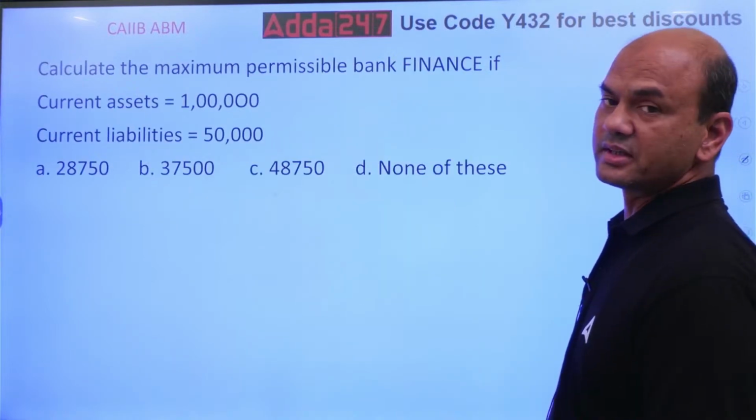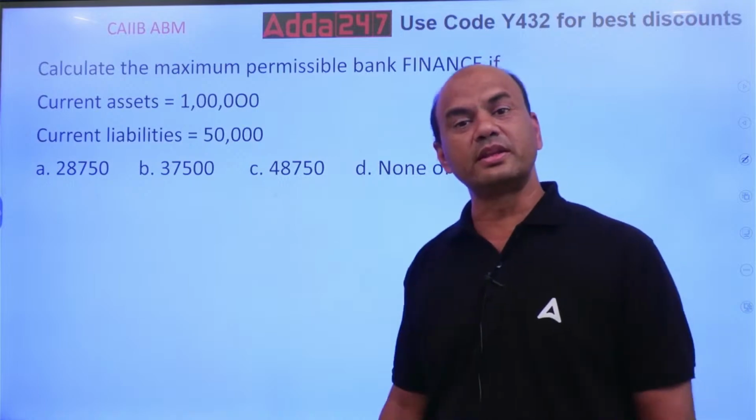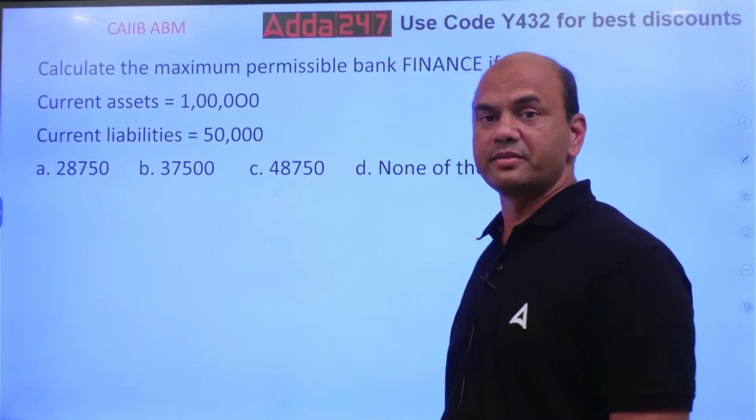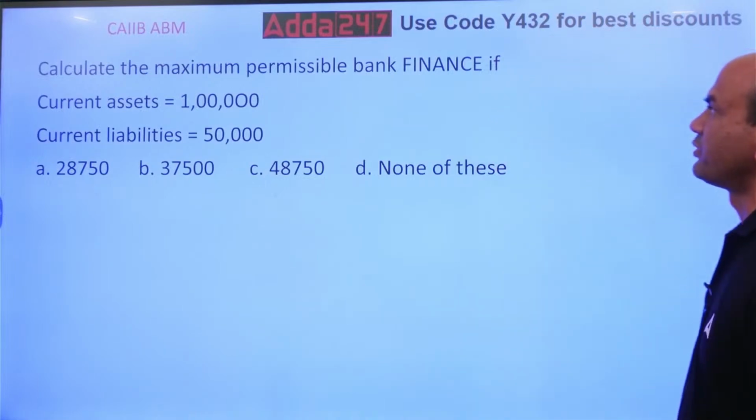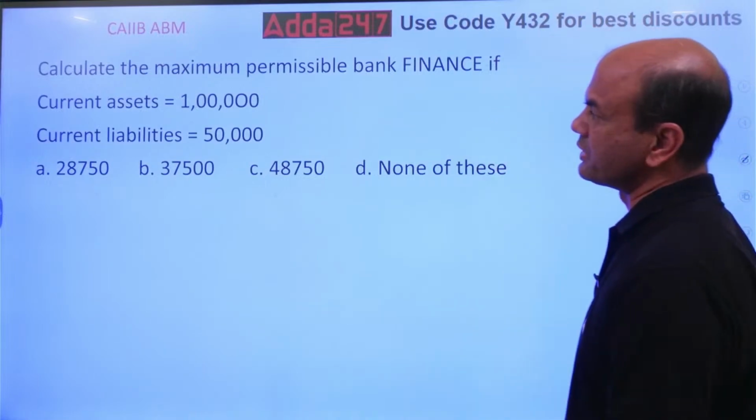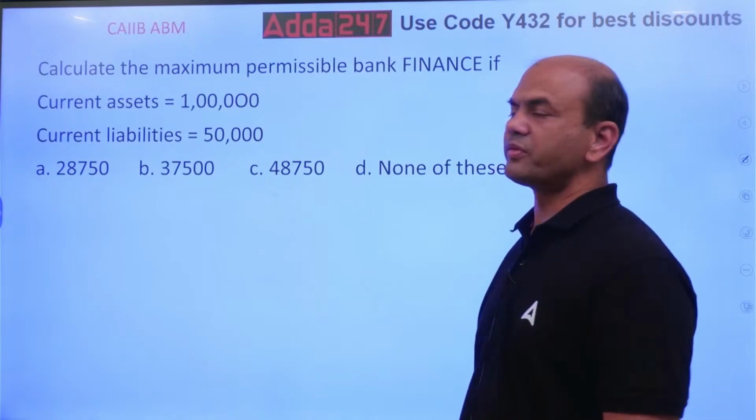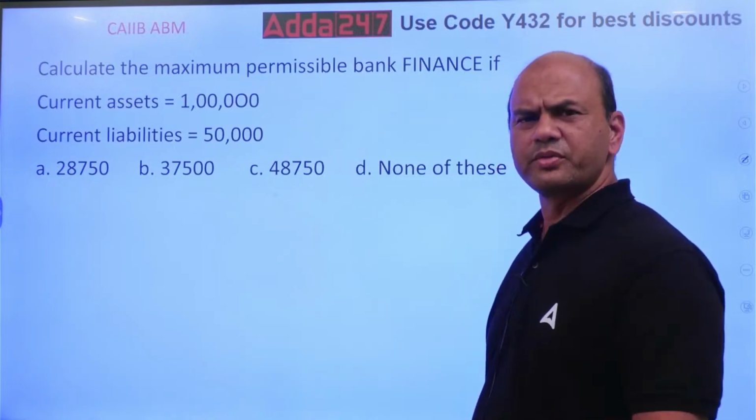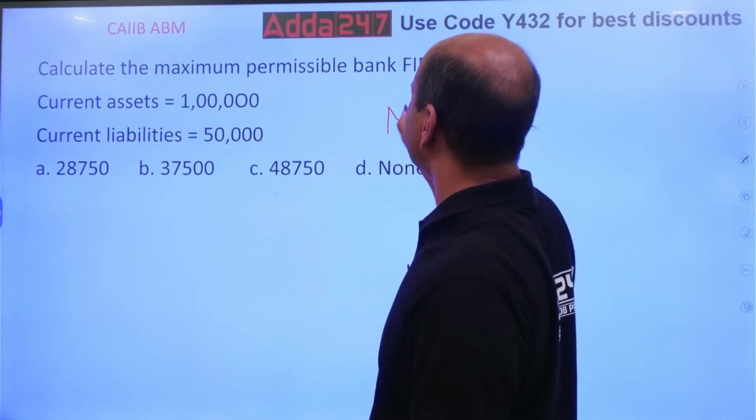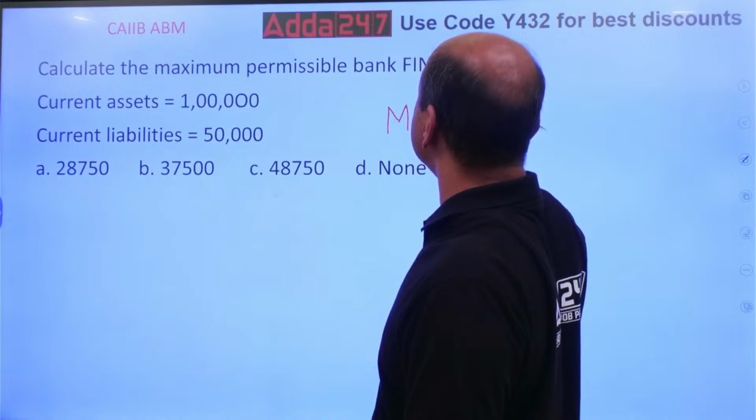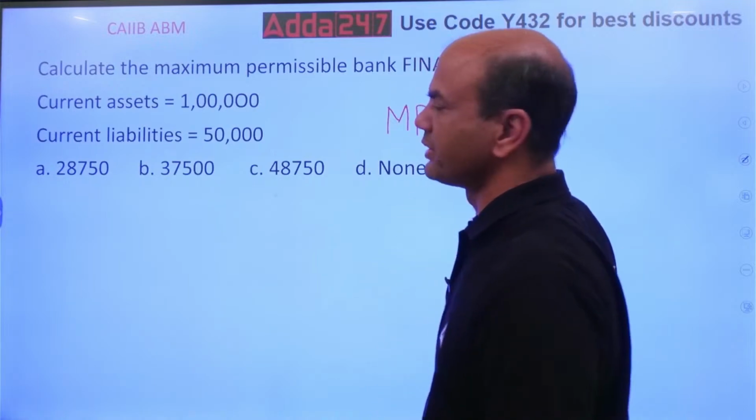Now this case study is a simple, smaller one. Then we'll be solving a bigger one later. Calculate the maximum permissible bank finance if current assets are 1 lakh and current liabilities are 50,000. So you have to find out MPBF. Bank always works on MPBF, maximum permissible bank finance.